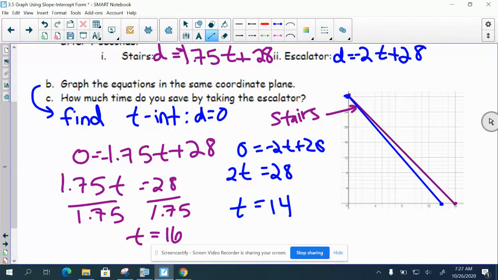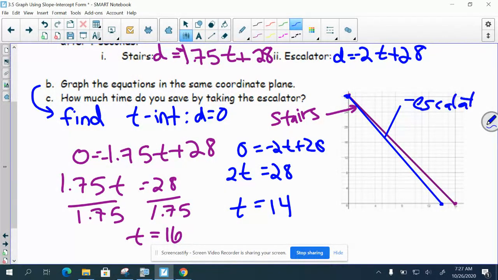Okay, so part C says, how much time do you save by taking the escalator? Okay, let's also label this as escalator. Okay, so the answer to part C would be 2 seconds. And you can see that by the difference of the t-intercepts, which is 2.